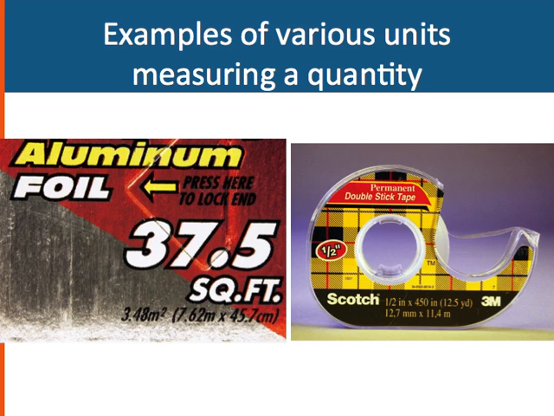Now there's lots of different places we can find conversion factors. For example, just on this aluminum foil, 37.5 square feet. And if I look down below, that's the same as 3.48 square meters.